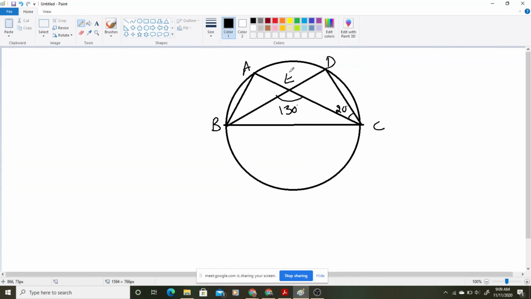So this is point E. To find angle BAC, first we will look for where is angle BAC. Angle BAC देखो कहाँ पे है? This one is angle BAC for us. This is the angle we need to find.